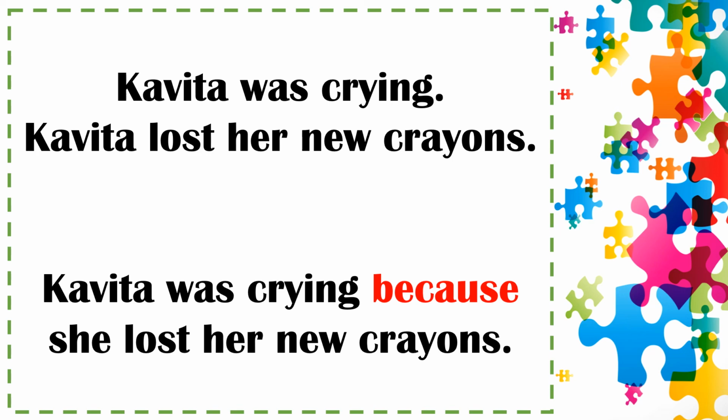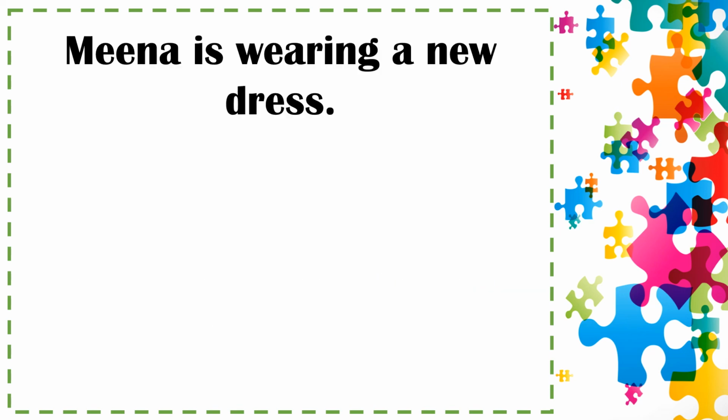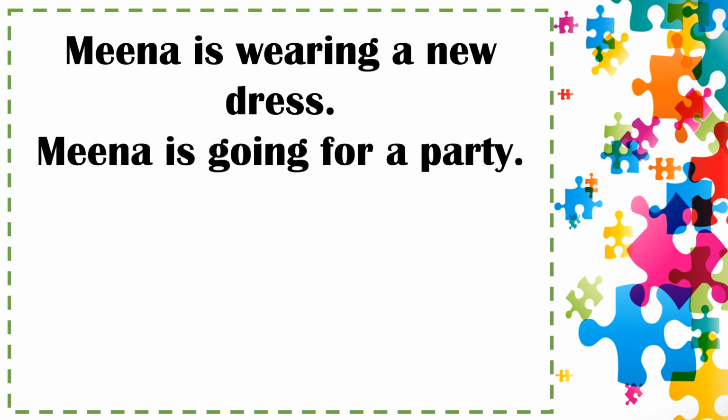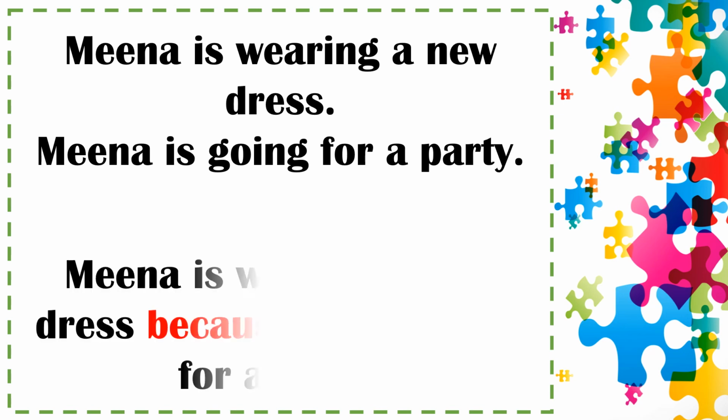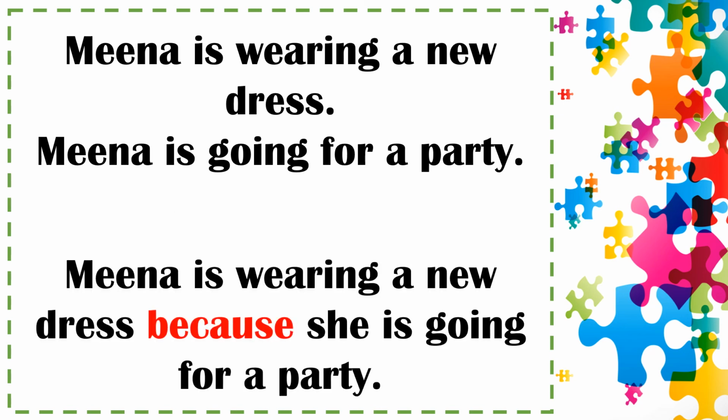Let's take up one more example. Meena is wearing a new dress. Meena is going for a party. Here again, the first part of the sentence is telling us that Meena is wearing a new dress. And the second part of the sentence is telling us why she is wearing a new dress. It is telling us the reason. Again, to join these two sentences, we will use the conjunction because and rewrite the sentence as Meena is wearing a new dress because she is going for a party.